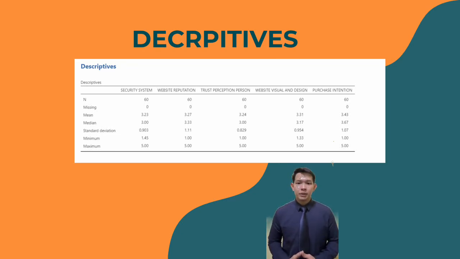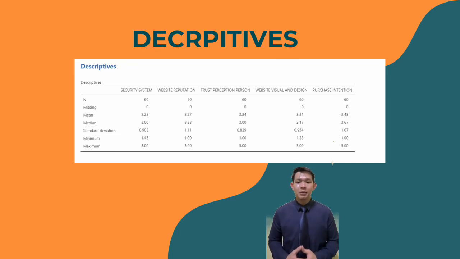For trust perception person, the mean value was 3.24 with a standard deviation of 0.829. This suggests that respondents generally showed a moderate level of trust perception, and the lower standard deviation indicates that their responses were quite consistent. Meanwhile, website visual and design recorded a mean value of 3.31 with a standard deviation of 0.954.